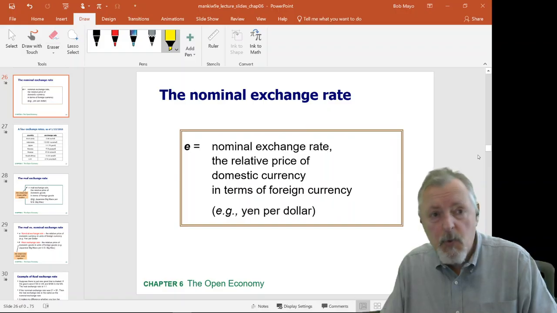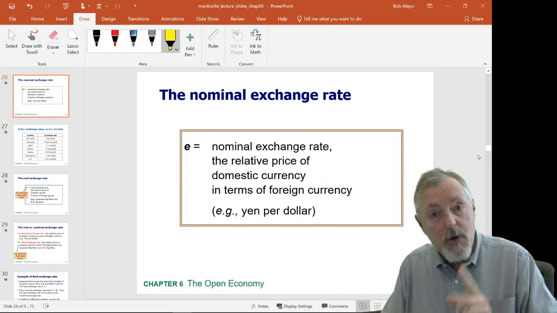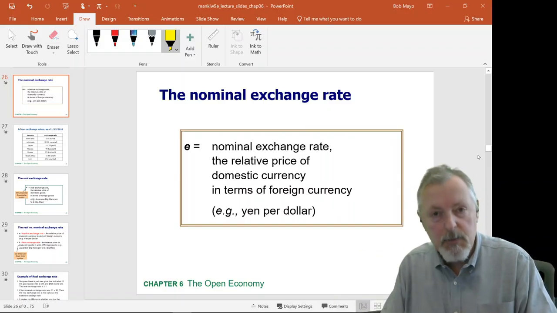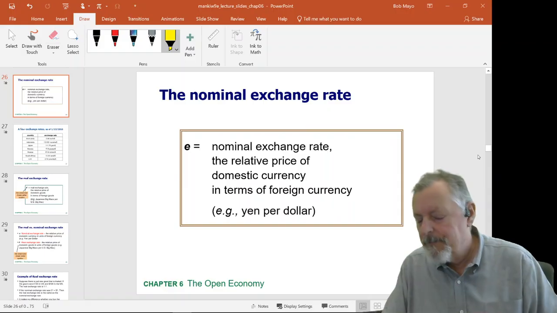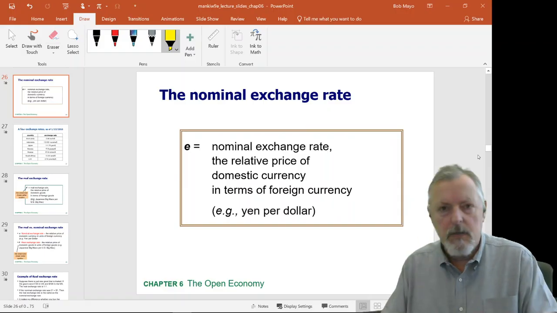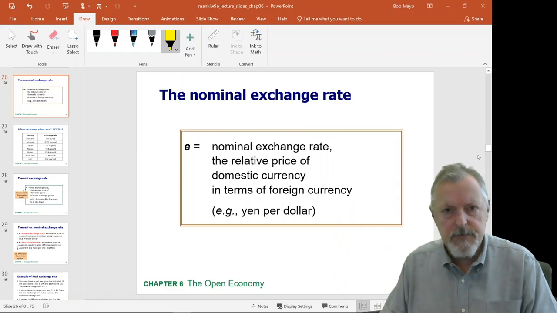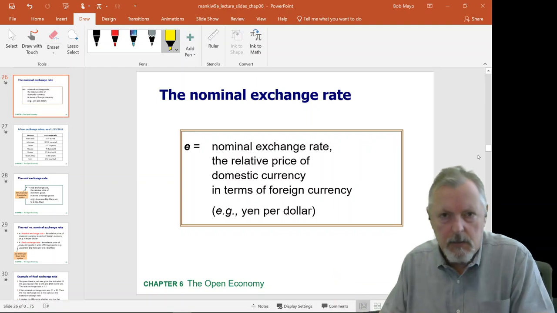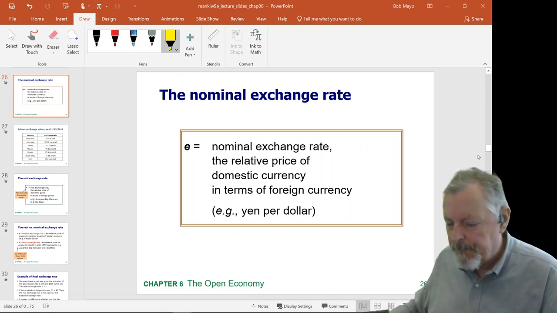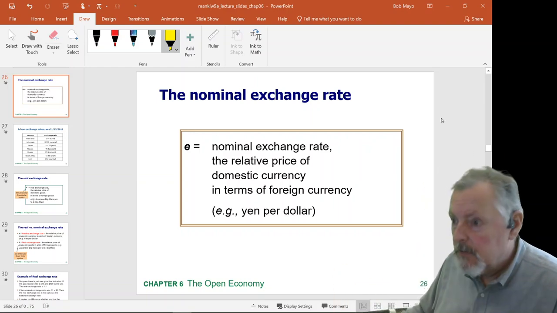If you go to the airport to exchange currency, don't do it there. They give you terrible rates. Go to your bank. They'll have a sign that says, we'll give you so many yen for each dollar. That's the nominal rate. But there is another rate.